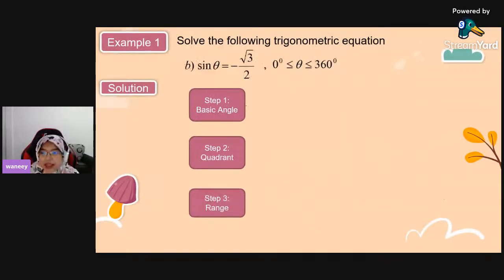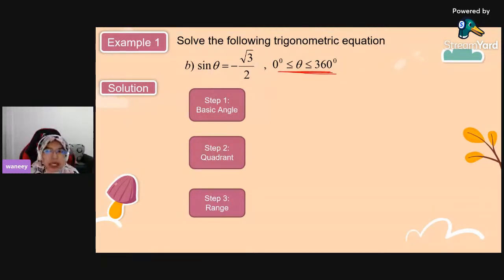Okay, next. Solve the following trigonometric equation. So sine theta equal to negative root 3 over 2. Theta is in between 0 and 360. So basically for our question or for our level, we should have this range. So be very careful. You need to make sure everything is within this range.